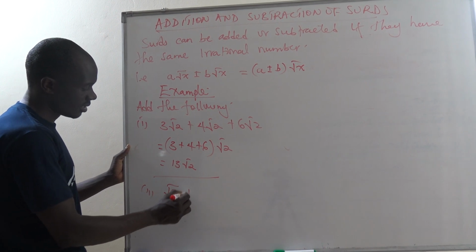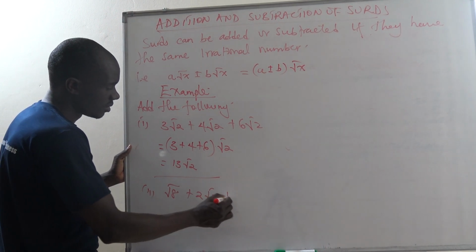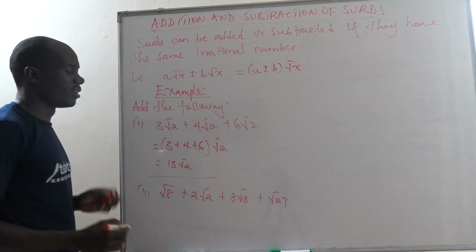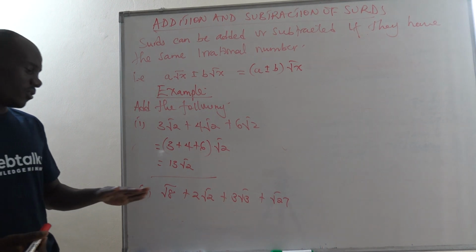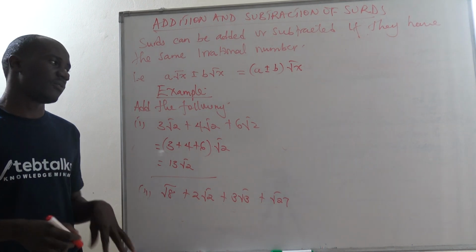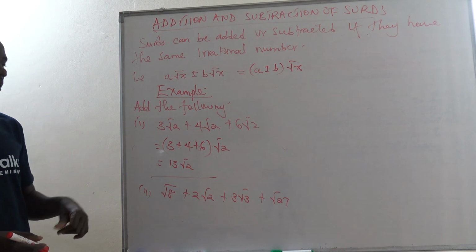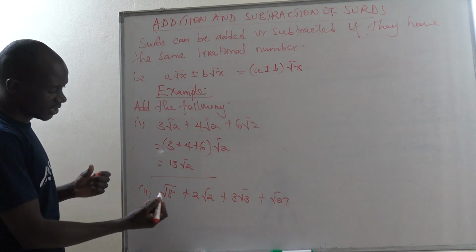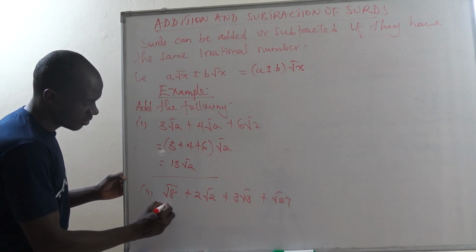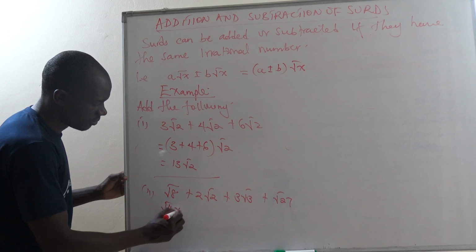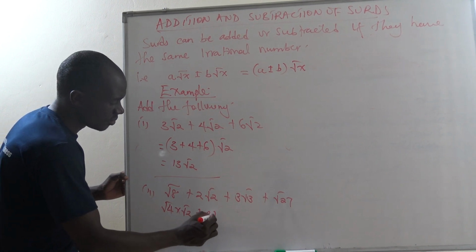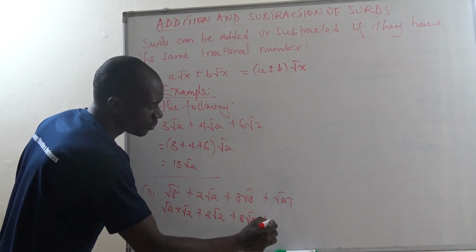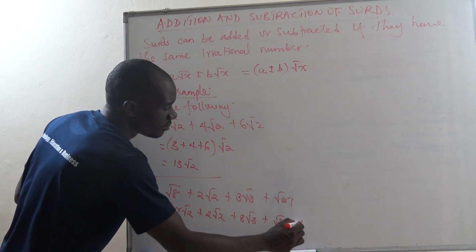I say root 8 plus 2 root 2 plus 3 root 3 plus root 27. What we're going to do is this. When you find a number is bigger, first simplify it like what we have tried to look at in the previous examples before you try to add. For instance, root 8 is the same as root 4 times root 2, plus 2 root 2. This one is in simplest form, plus 3 root 3, plus root 27, which is the same as root 9 times root 3.